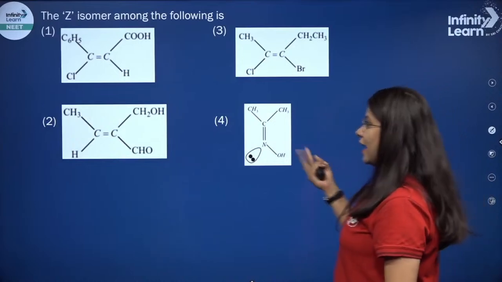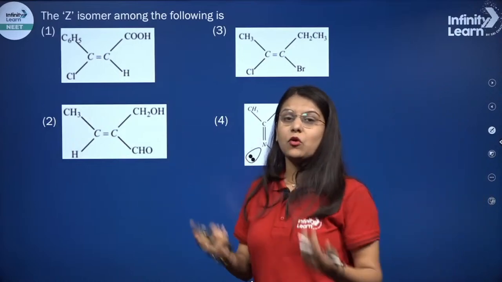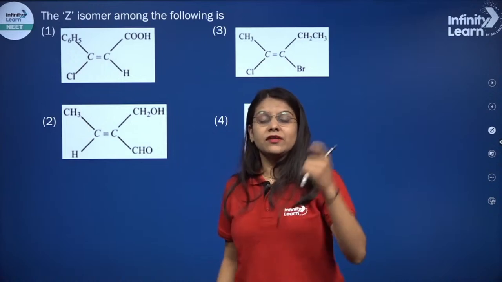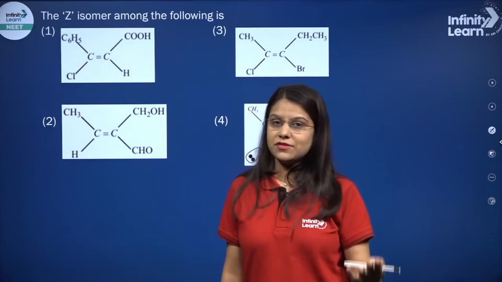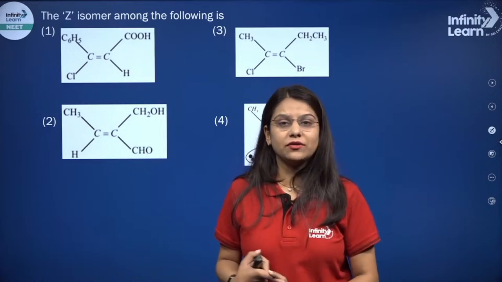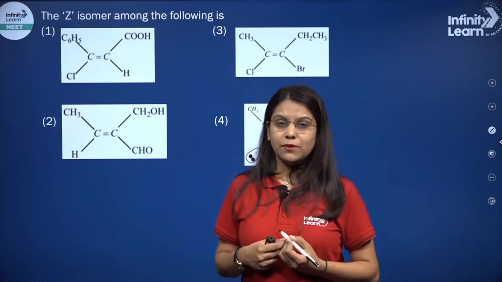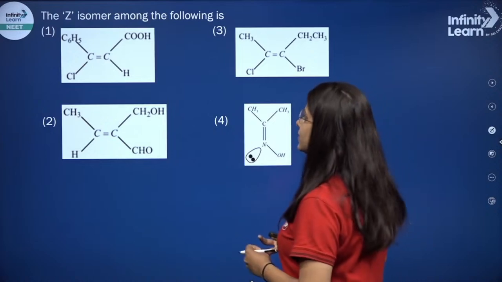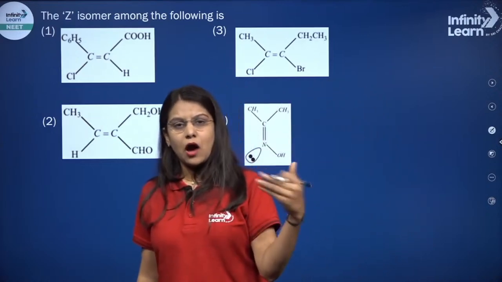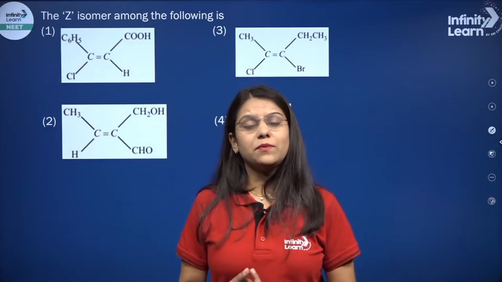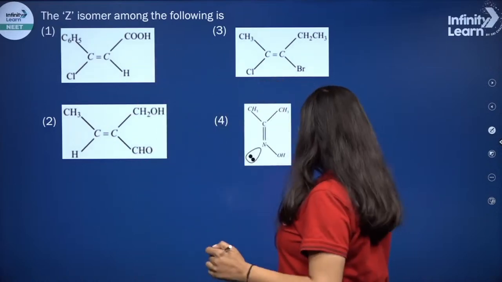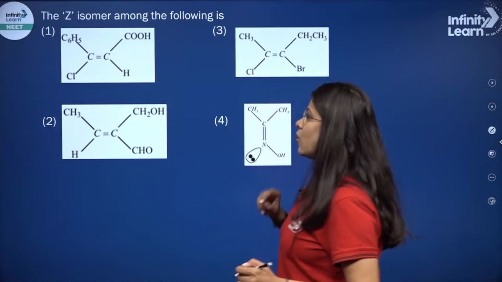Which of the following is a Z isomer among the following? Now, what are E and Z? These are different configurations. In the Z isomer, I have the groups of high priority on the same side of the double bond, and in E, the groups of higher priority are on different sides of the double bond, or we can say on the opposite side of the double bond. So let us give the priority. How are we deciding the priority? On the basis of atomic number. So let me start and give marks to all the options.